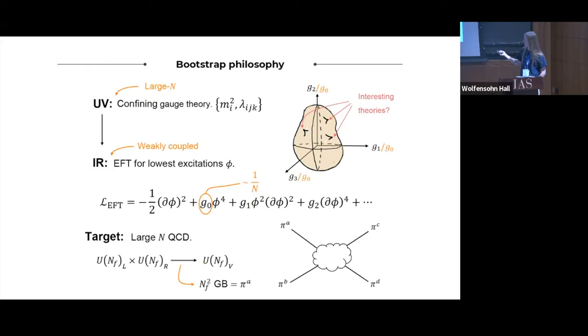Now this is the general setup, and any confining gauge theory would fall in this setup. But the target that we have in mind is large N QCD. So we'd like to corner large N QCD with this method. The first thing we notice is that in the chiral limit, it undergoes spontaneous symmetry breaking that generates a bunch of Goldstone bosons. These lightest excitations in the case of QCD are the pions. So we consider the scattering of pions and we carve out this space.